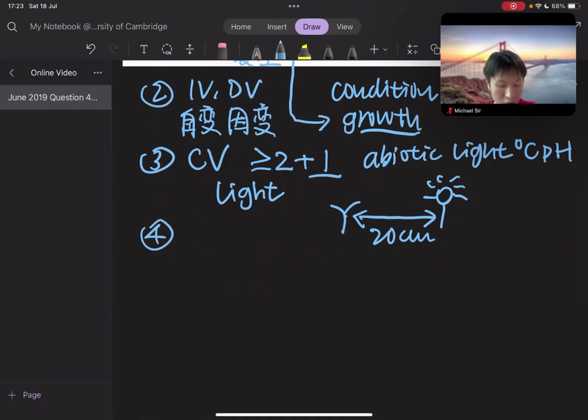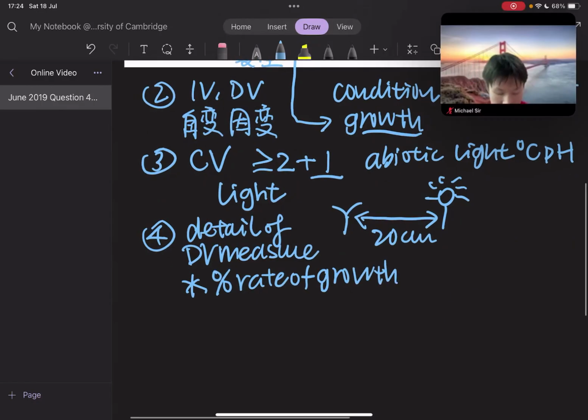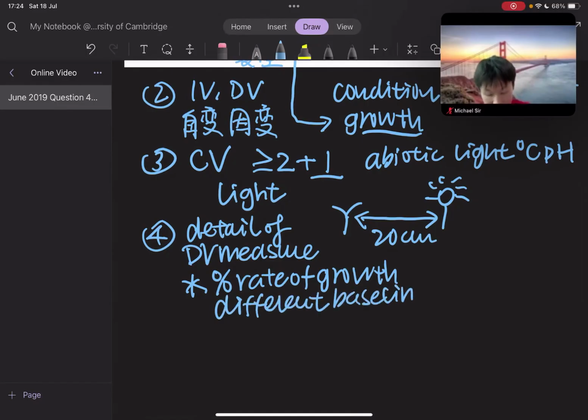After talking about those 3 points, the fourth point is about the detail of how you are actually measuring the DV. So how do you measure your dependent variable? In this case, because we're talking about growth, every time you see growth, always remember that you're trying to measure the percentage rate of growth. The reason is that we are trying to find growth, but we have different baselines for each plant. Therefore, we must measure the percentage rate.